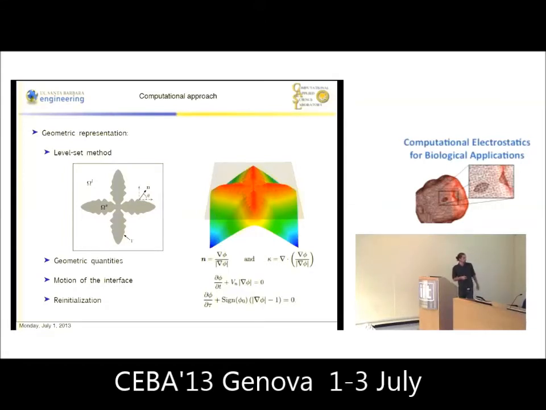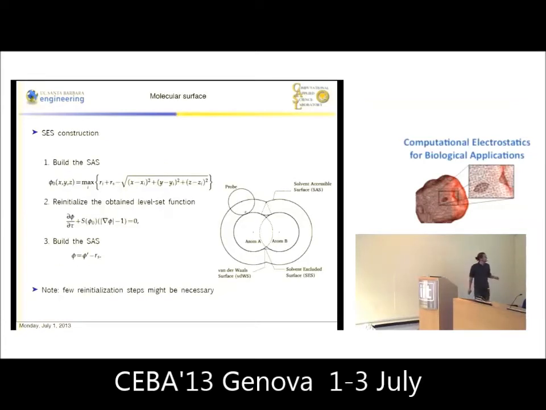If the interface is moving, it's also pretty easy to handle. And one last point I wanted to mention is that we can reinitialize the level set function, which means that if we have a contour represented by a level set function, we can easily make this level set function a nice signed distance function, which can be very useful. So let's go back to the SES surface, and especially how we build it.